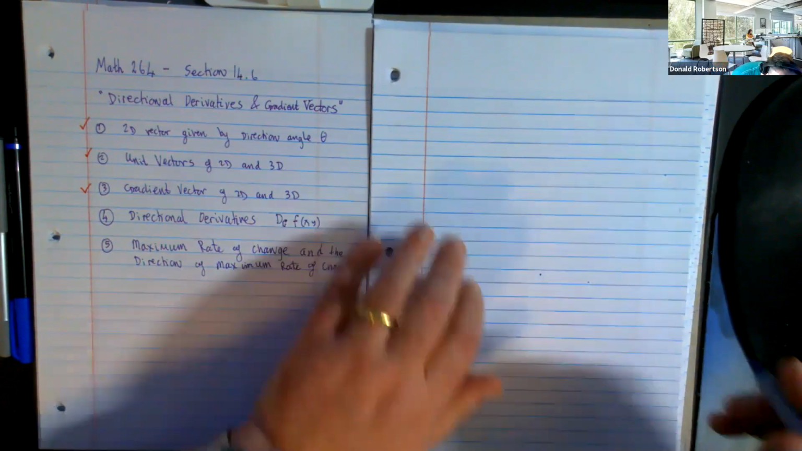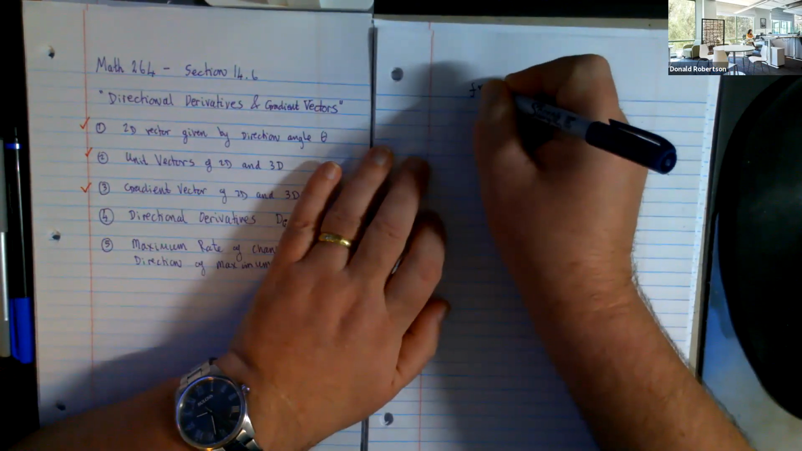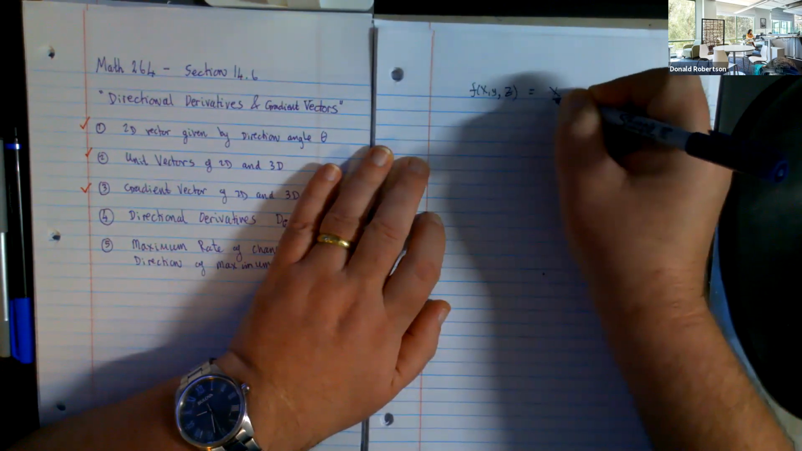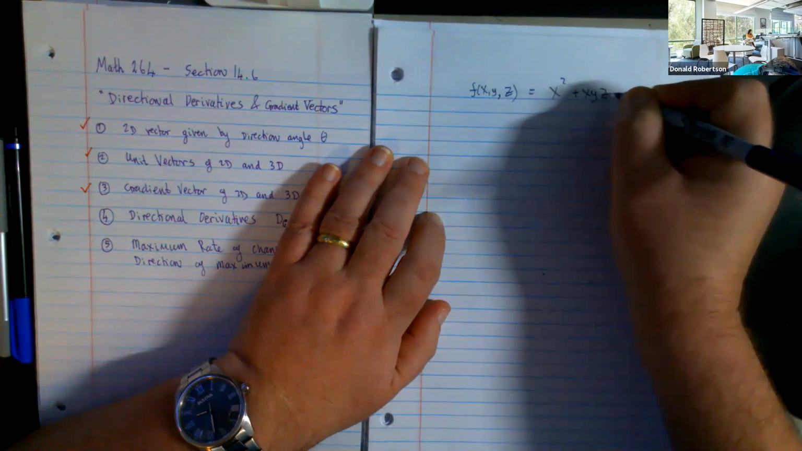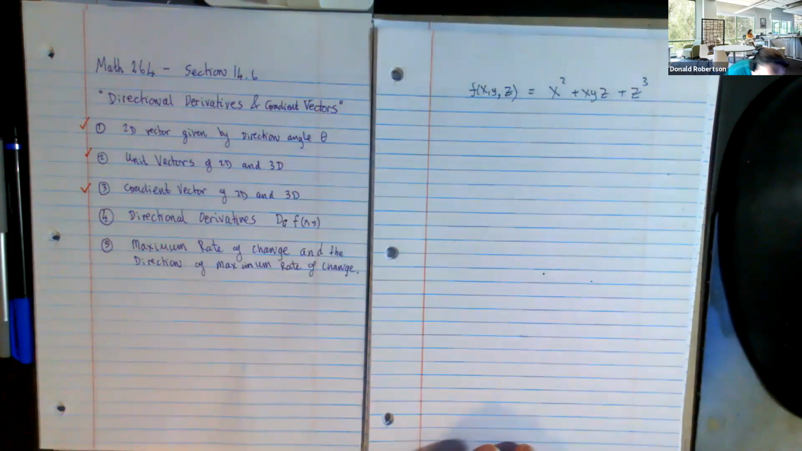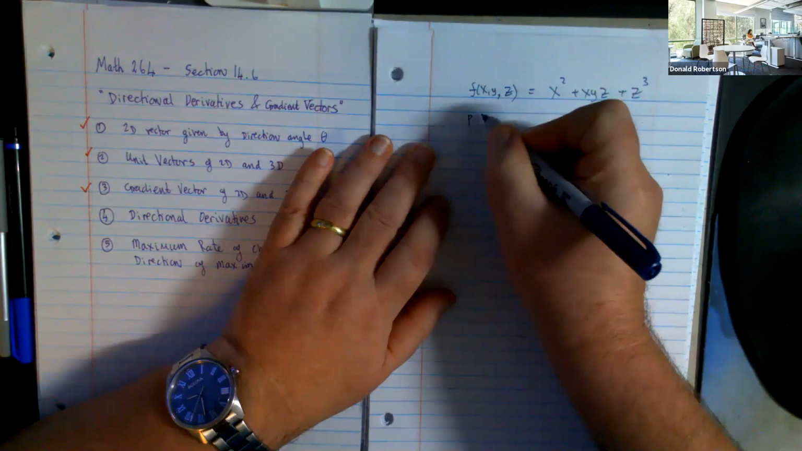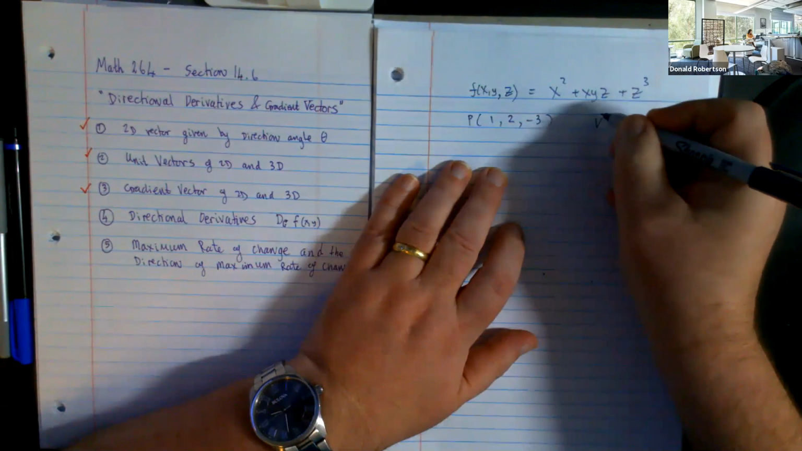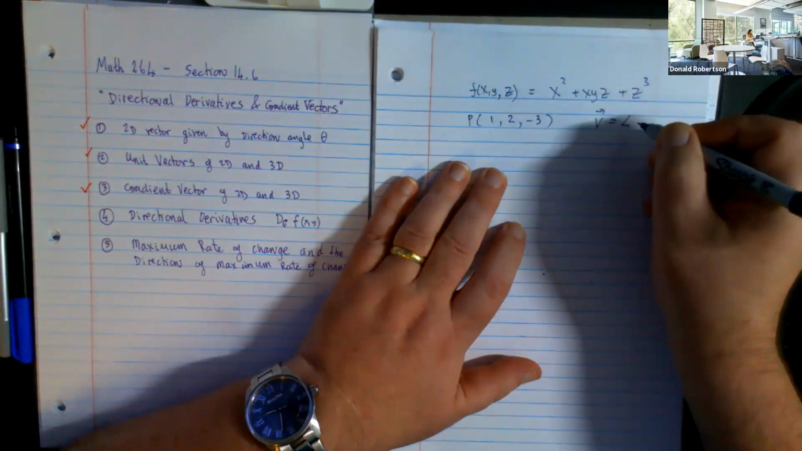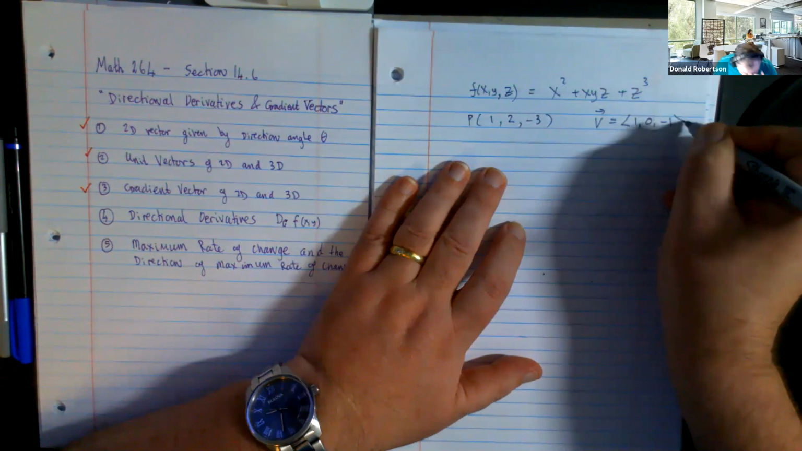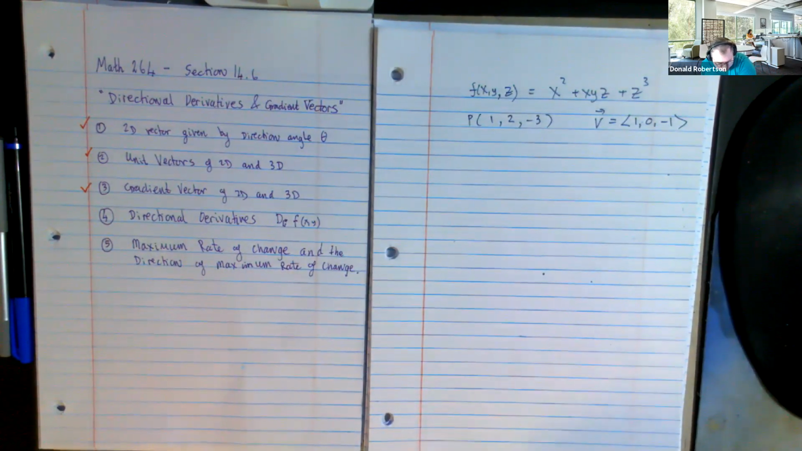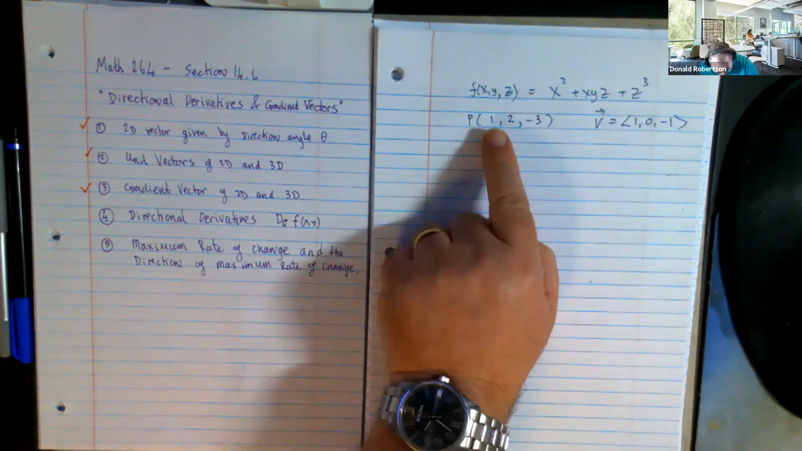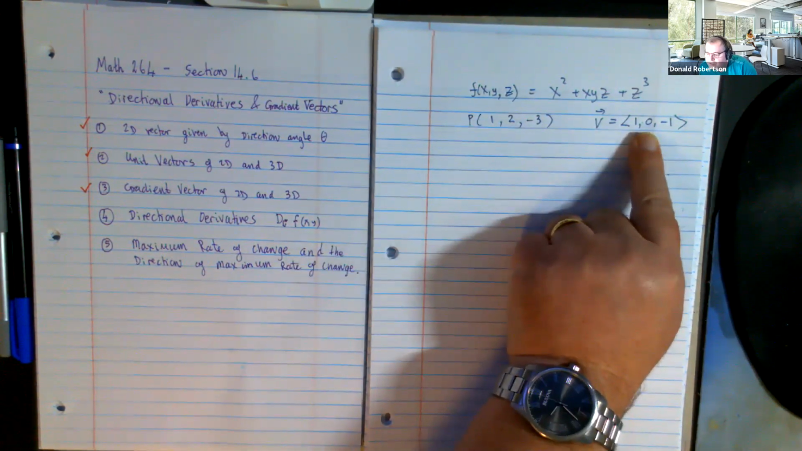So here's my first version of a directional derivative. They're like polynomials, which I'm quite happy with. So x squared plus xyz plus z cubed. You'll be given a point. Let's suppose it was the point 1, 2, -3. And you'll be given a vector in which you're going to find. So how about 1, 0, -1? So we are interested in finding the directional derivative of this function at this point going in this direction.